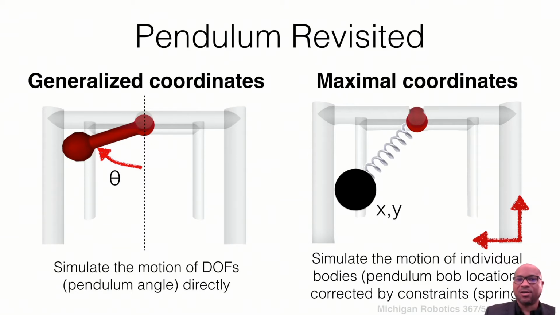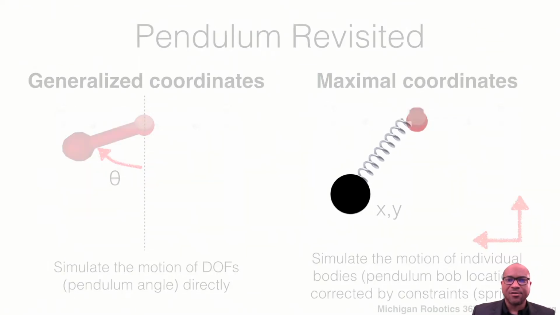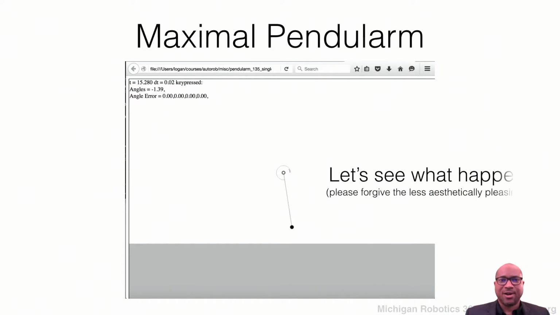So in this case, we could consider the bob of the pendulum as its own particle, and then we keep that particle attached to the rotational axis via a spring. And so this is something that we could try directly. I've implemented my own maximal coordinate pendulum arm. Let me go over to the browser and show you what that looks like.